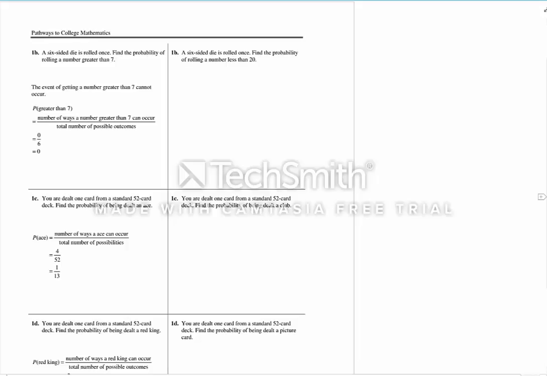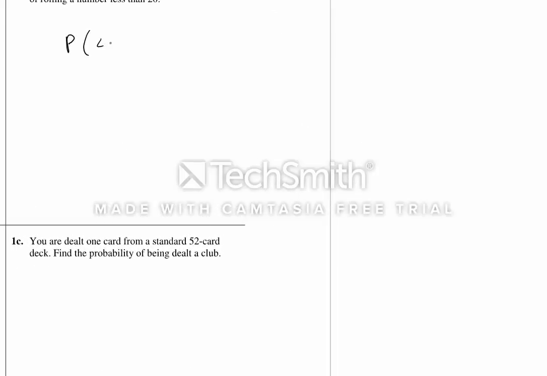1B, a six-sided die is rolled once. Find the probability of rolling a number less than 20. So the probability of rolling one less than 20, if you think about the numbers on a die, 1, 2, 3, 4, 5, and 6 are all less than 20. So 6 out of the 6 options, which would be 1, and 1 would mean always.